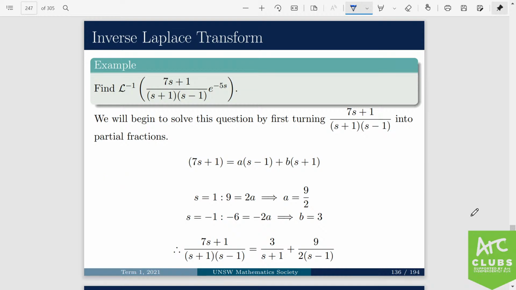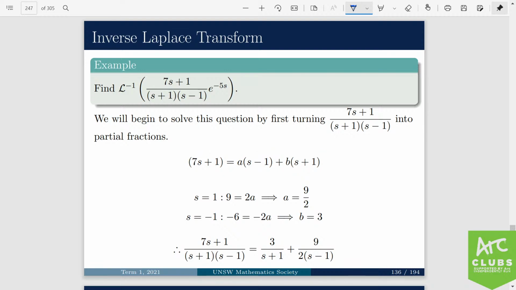So I get this. Now I look at the case when s is equal to 1. So this guy disappears. This guy turns into 9. This guy turns into 2. And then I solve that for a. And then similarly, I do the same thing when s is negative 1. So that disappears. This becomes negative 2. And this becomes, what's that? Negative 6, is that right? Yeah. And then b is 3. So now we've got our a and b.